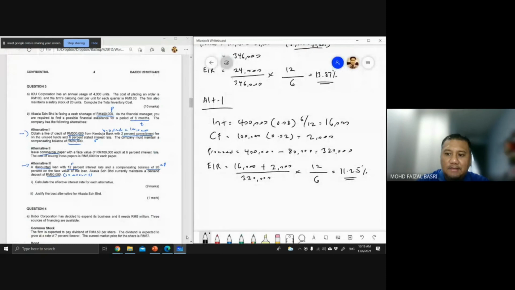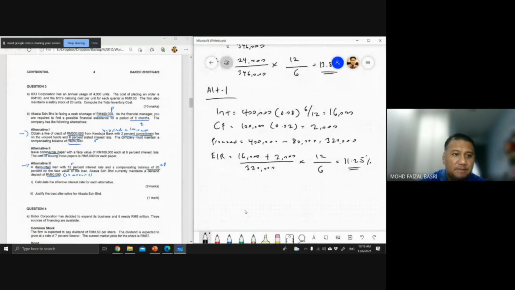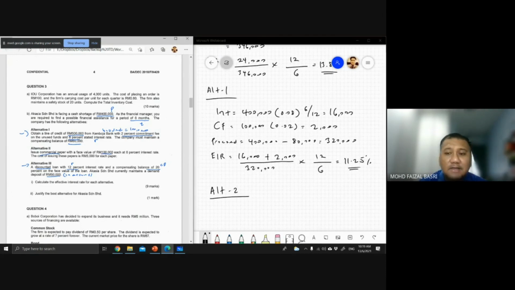So let's look at the question here. So for commercial paper, it's alternative 2. Okay, so issue commercial paper with a face value. Okay, so they give you the word face value here. Face value meaning for one piece of commercial paper, its value is 100,000. So this 100,000 means for one piece of commercial paper, it is worth 100,000. And remember, this company needs 400,000. Okay. And we have interest, the interest is 6%.